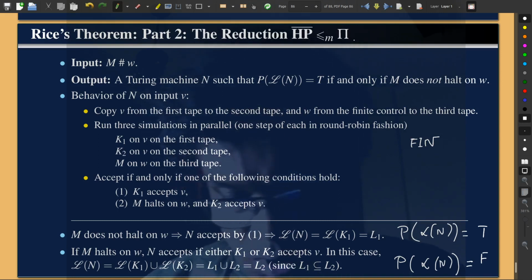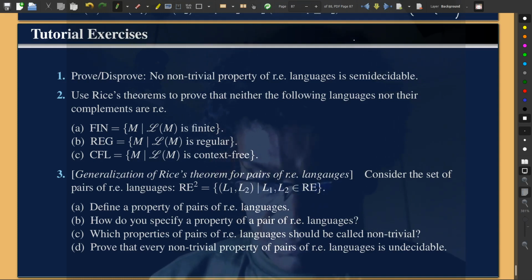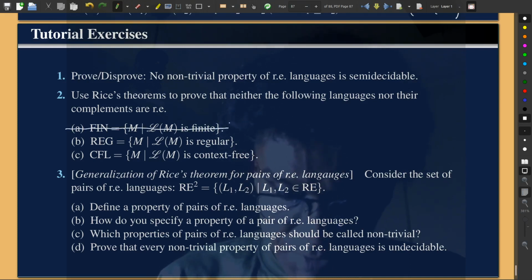Okay, so with these two deductions, we will stop for today. So here are some tutorial exercises. I think this part A is not correct. Yeah, because infiniteness is a monotone property, so you cannot use it. So this was raised by somebody last year also. So I will just update this. So this is not true, but this and this are true. And yeah, this is Rice's theorem part 2, non-RE.